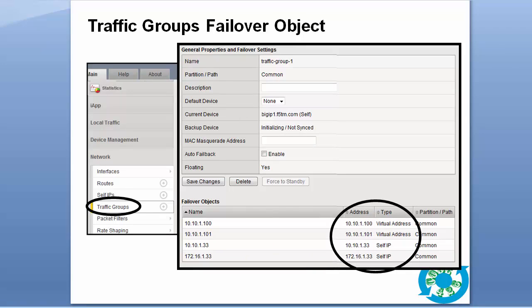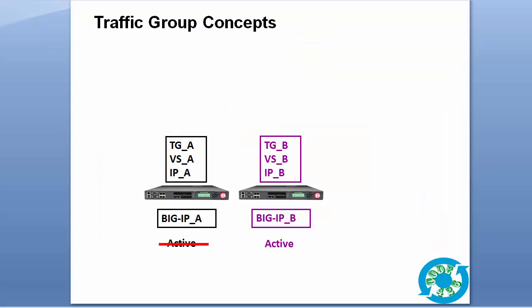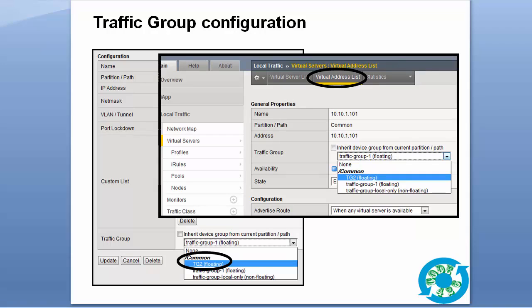Here is where to configure traffic groups. You can see a list of some failover objects. From the Network tab, select Traffic Groups. Within a sync-failover type of device group, each device has a specific designation with respect to a traffic group. That is, a device in the device group can be a default device and a current device or a backup device.